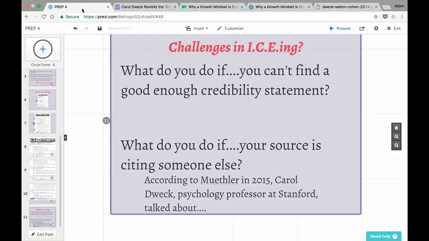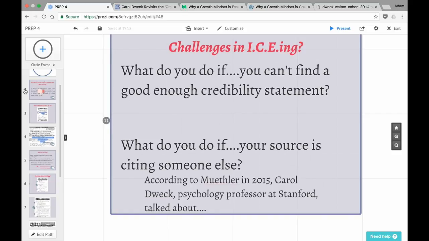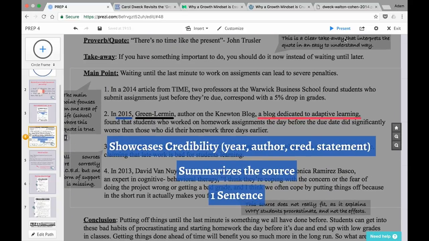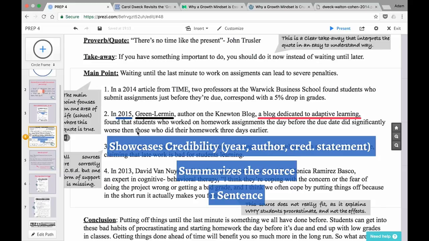But either way, I want to make sure that you take away something very important. This is a process to not only help your audience believe what you're saying, but also it previews the main idea of your source, so it's very easy for us to see how this supports your main point. So remember, let's go back in time, and I want to show you page 30, that this is exactly what it's supposed to look like. One sentence that summarizes the source and showcases credibility of the author, including the year and the author's last name. And if you do that, you're in great shape, okay?